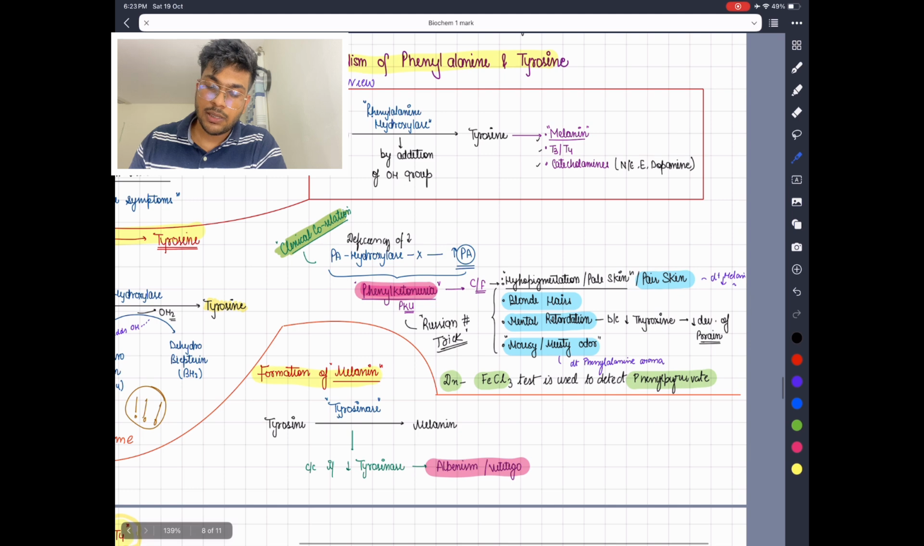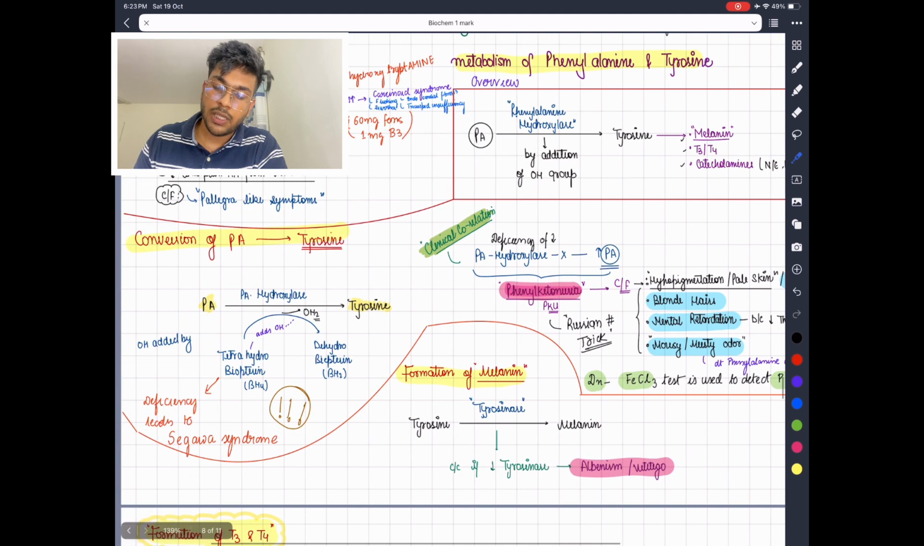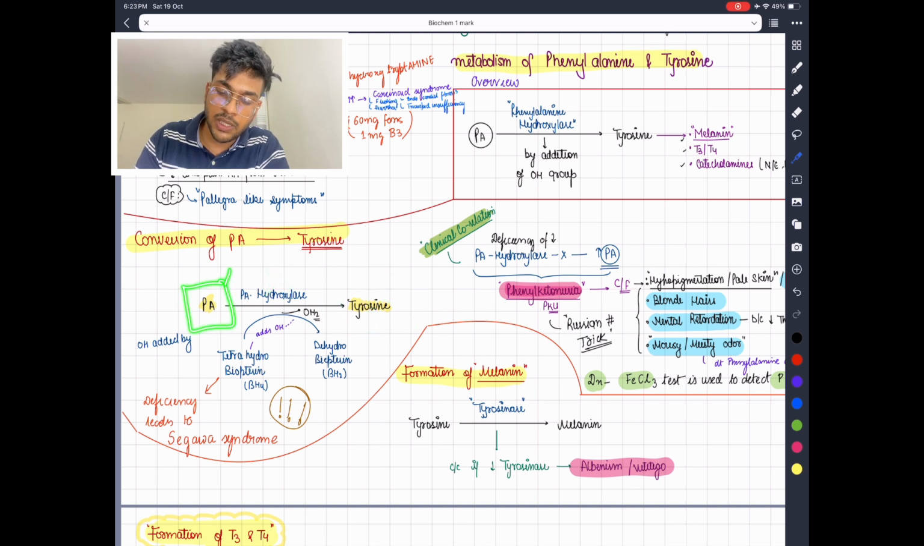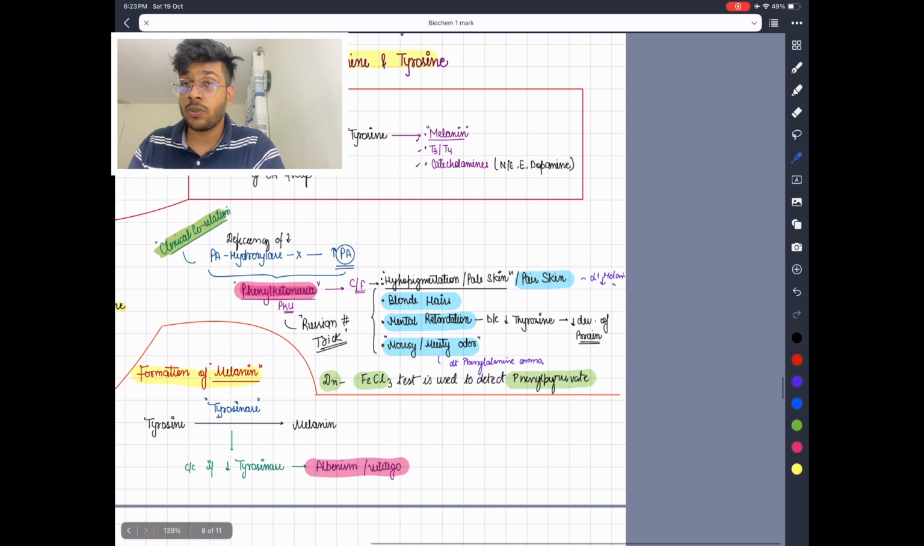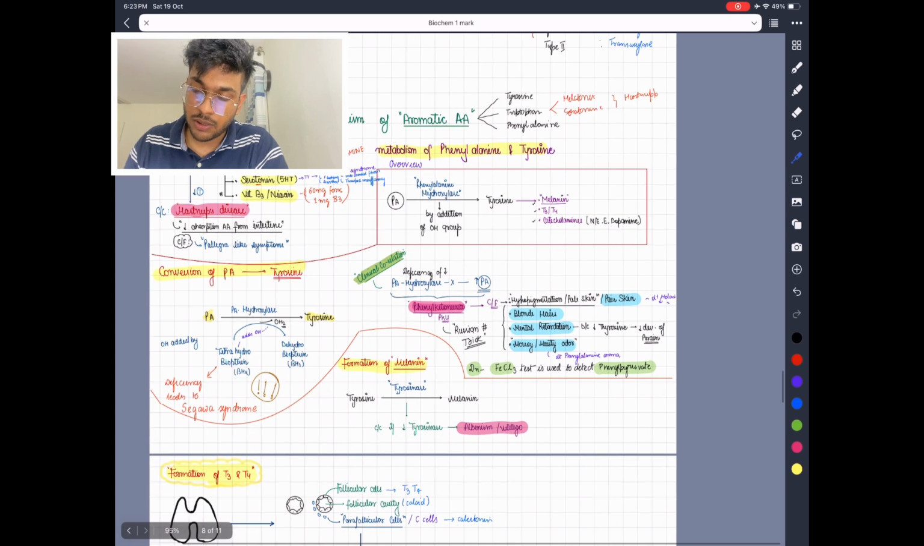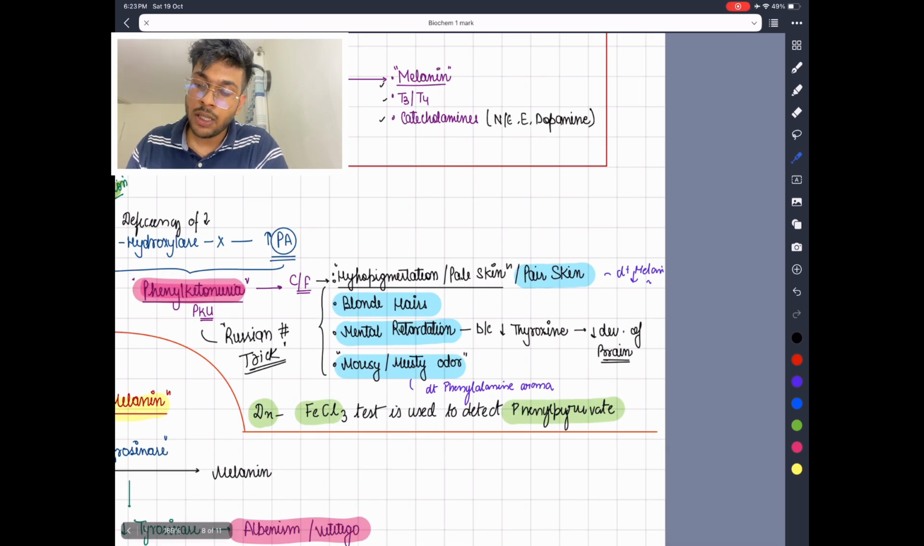Okay, moving forward, as I said, phenylalanine gets converted into tyrosine. Now let's say this enzyme is deficient. If this enzyme is deficient, it will not be formed. If this is not formed, what will be accumulated or increased in value? It will be phenylalanine. And now if that gets deposited into the body, it causes a disease called phenylketonuria. Not the urine, but generally I'm telling in the body.